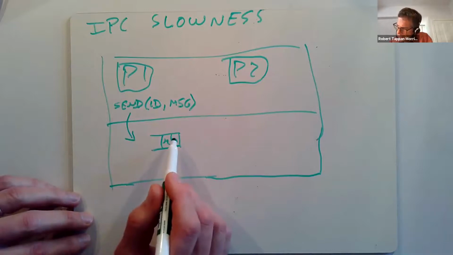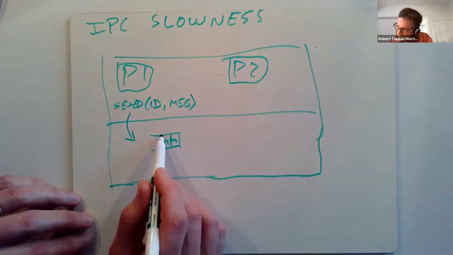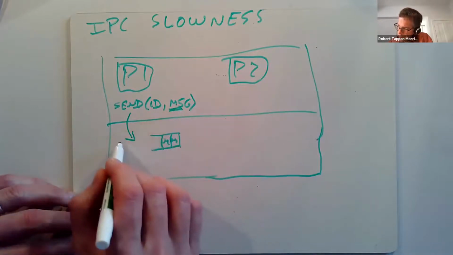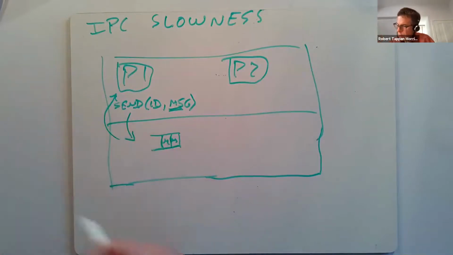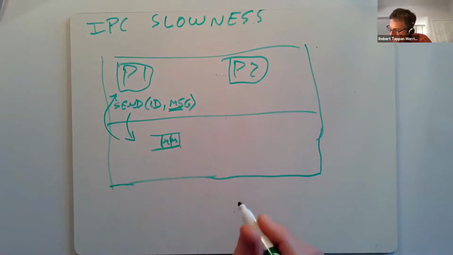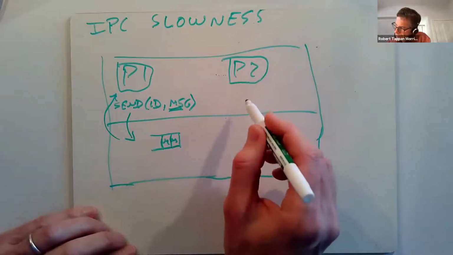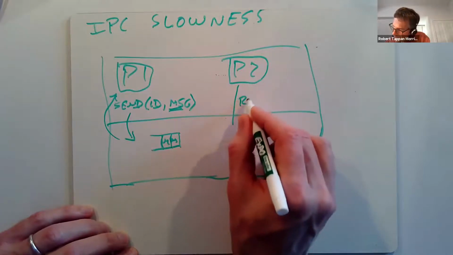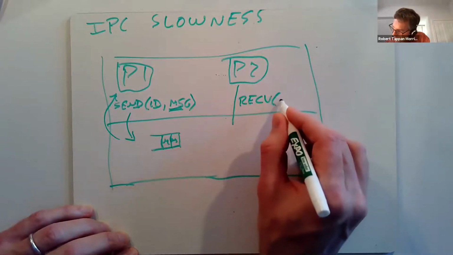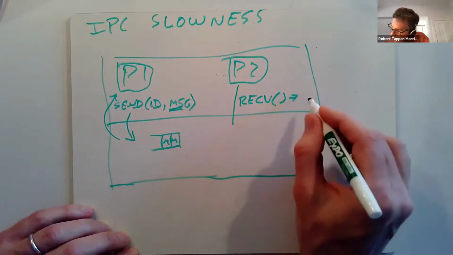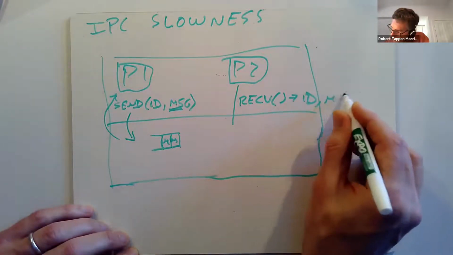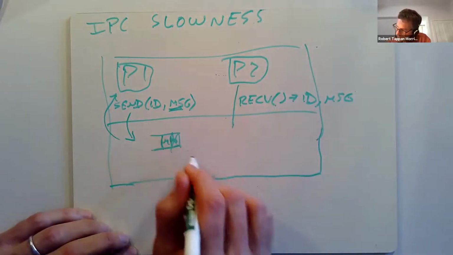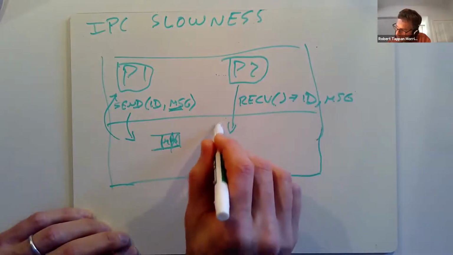So send would append your message to the in-kernel buffer. It would have to copy the message bytes from user space into this buffer, and then return, and process one can do something else, like maybe prepare to receive the response. After a while, P2 is going to want to receive the next message. It's going to make the receive system call, and that's going to return the ID of the sender and copy the message into P2's memory. So it's going to take the front message off the queue, copy it into P2's memory, and then return.